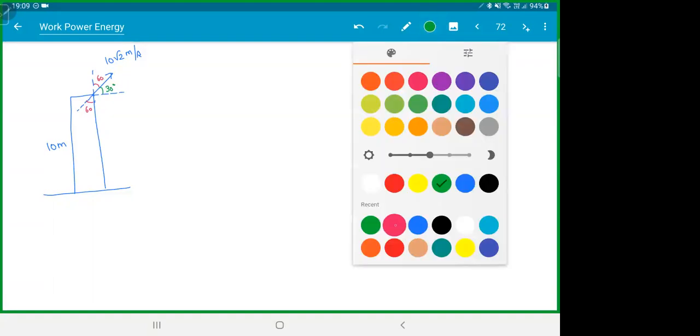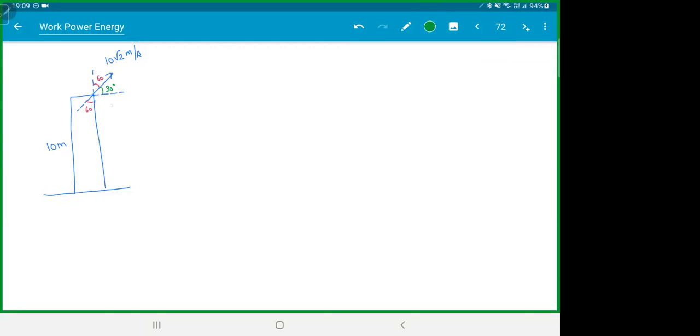It doesn't matter if you take the components properly. So this guy will be 10 root 2 cos 30. You can take 60 also: 10 root 2 cos 60 and sin 60, same thing. And 10 root 2 sin 30. So this thing comes and lands on the ground.